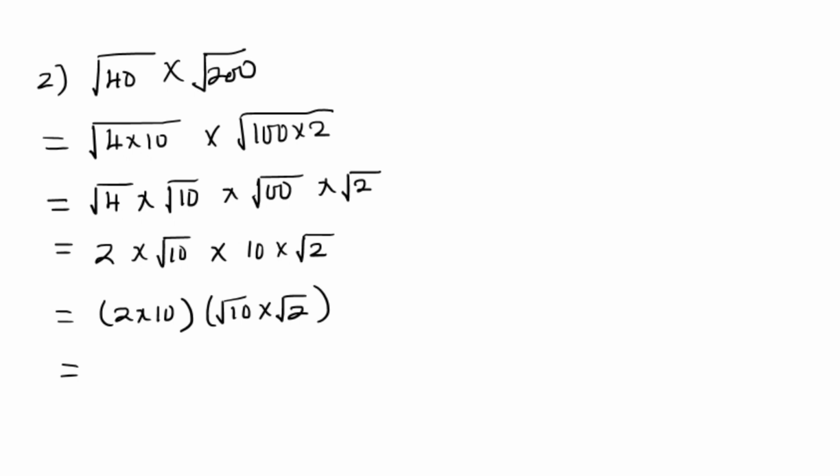So this gives us 2 times 10 is 20, and the square root of 10 times 2 will give us the square root of 20 as well. Okay, 20 can also be simplified. We can reduce it to its simplest form. So we are going to have 20 times the square root of 4 times 5.